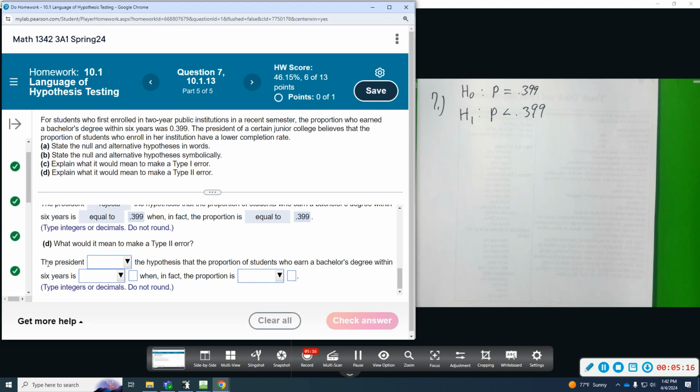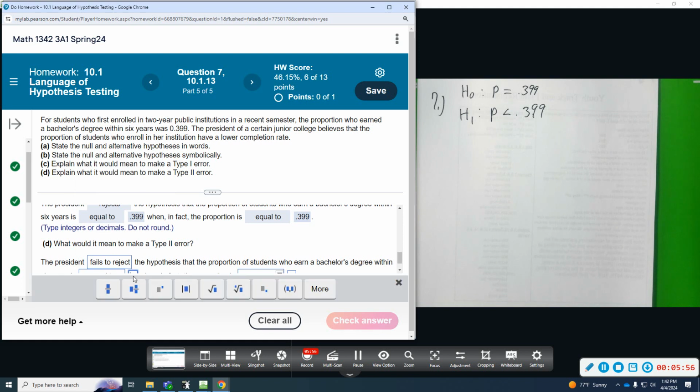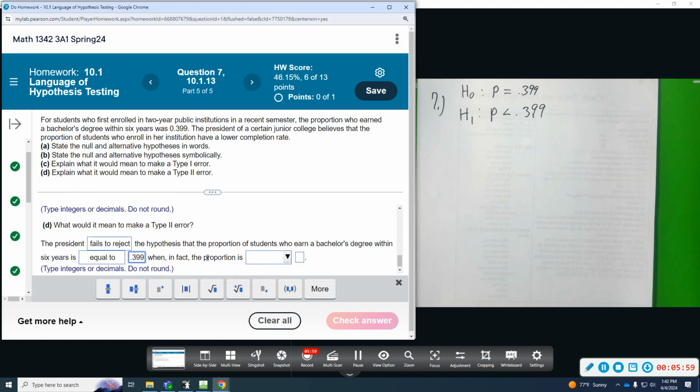All right, D, last part, what would it mean to make a type 2 error? So type 2 error means we do not reject this, but we should, because this is actually the one we should accept, but instead we're recognizing this to be true. So type 2 error would be fail to reject that. The president fails to reject the hypothesis. So we're saying that they're equal when in fact they're less. So we fail to reject the hypothesis that the students who earn a bachelor's degree within 6 years, we fail to reject that it is equal to 0.399. We fail to reject that when in fact the proportion is less than, when in fact this is actually true. It's actually less than 0.399. Okay.